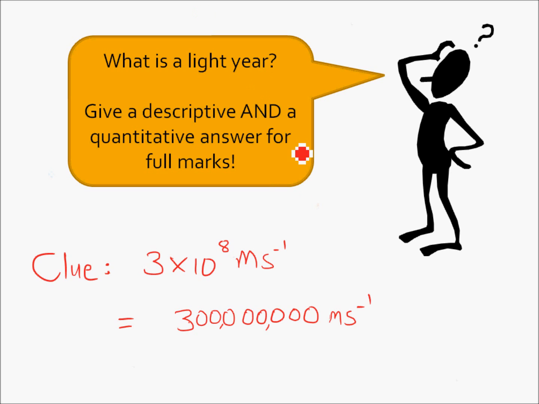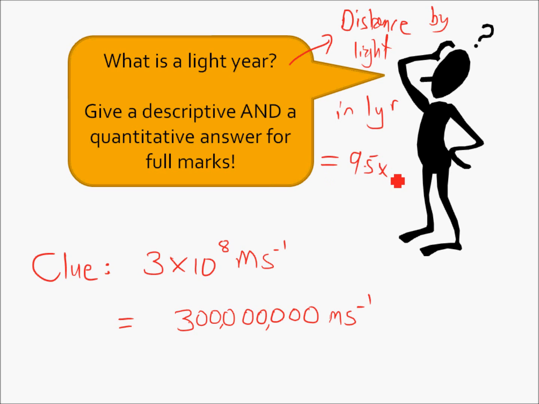Now you try. We saw that a light year is a distance. It's the distance travelled by light in 1 year, and it is equal to 9.5 by 10 to the 15 meters.